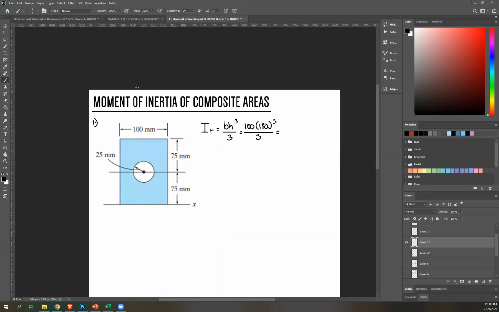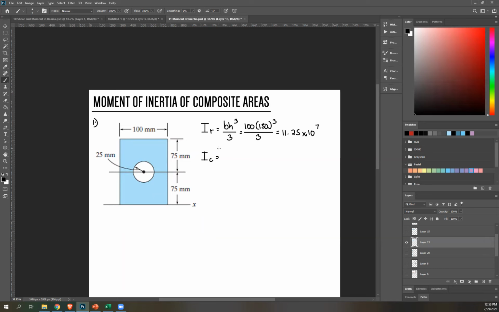Let's write it in scientific notation so that we don't write a very large number. So it's 11.25 times 10 raised to 7. Okay. And then next, take the moment of inertia of your empty spaces. So this is just a circle. I'll call that I sub C.